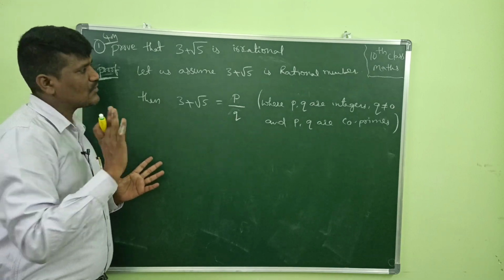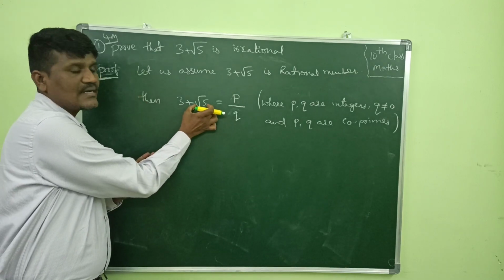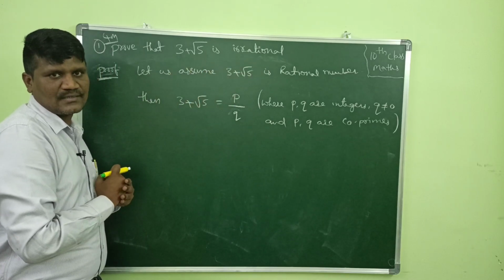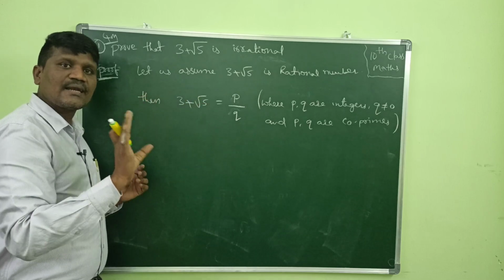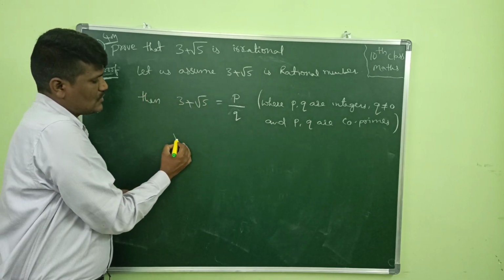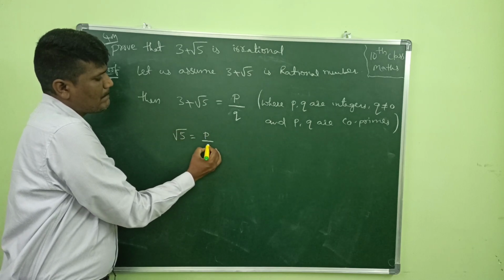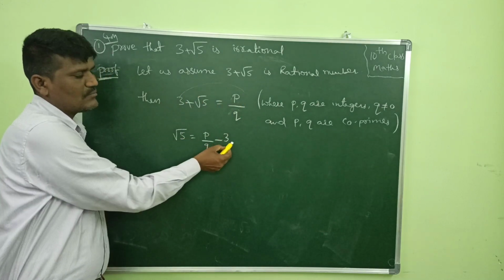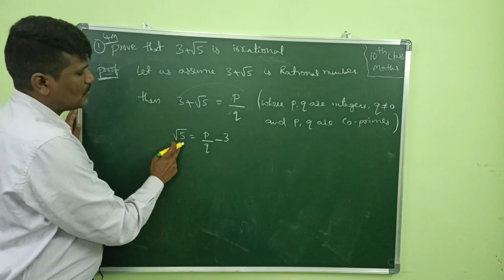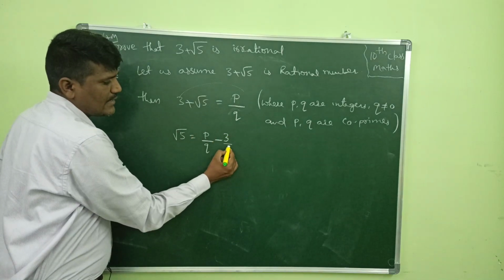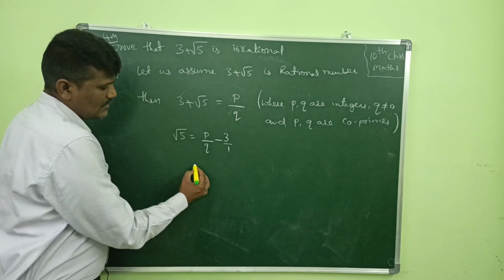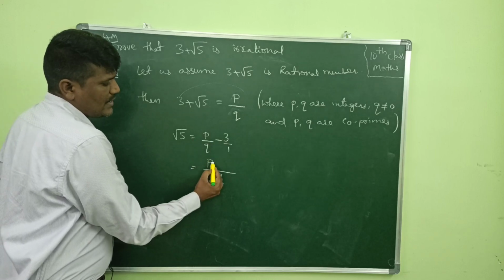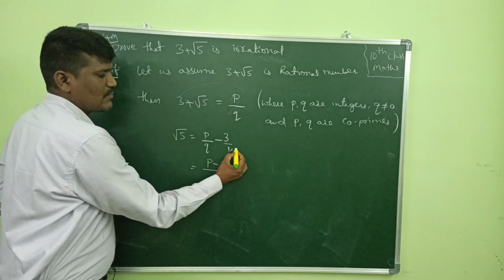Now 3 plus root 5 is equal to p by q. Whatever the question is, first keep only the irrational number on the left hand side, and send whatever remains to the right hand side. So on the left hand side keep only the irrational number. Here the irrational number is root 5. So root 5 is equal to p by q minus 3. I am sending 3 to this side, so it becomes minus 3. Now root 5 is equal to p by q minus 3, and I can take the LCM, writing 3 as 3 by 1. So the LCM will be q, and it will be p minus 3, so I should multiply and divide by q.